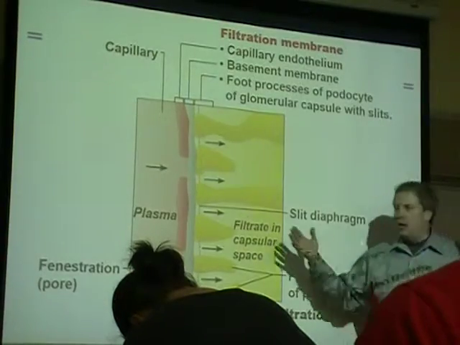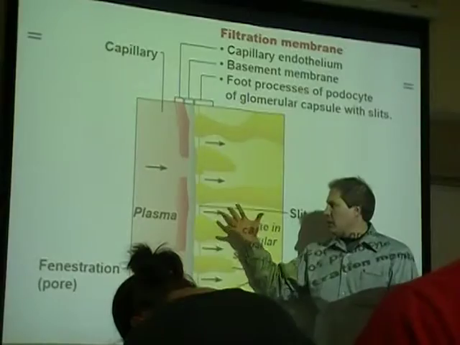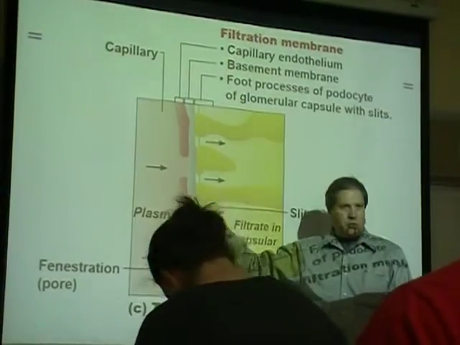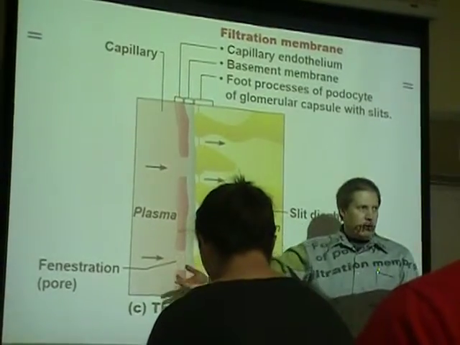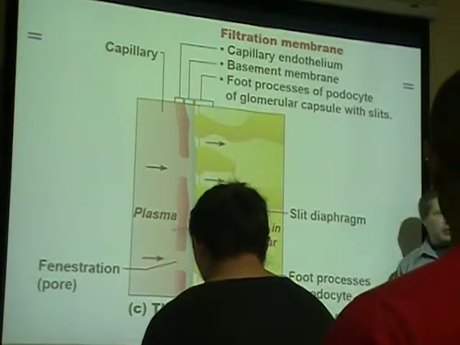So again, not only can we limit blood flow, but also close down our feet, close down surface area, and we produce less filtrate, greater blood volume, greater blood pressure. Okay, so far so good?